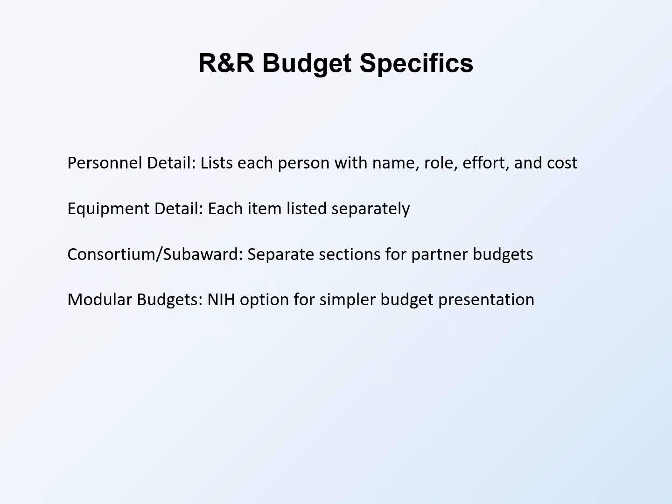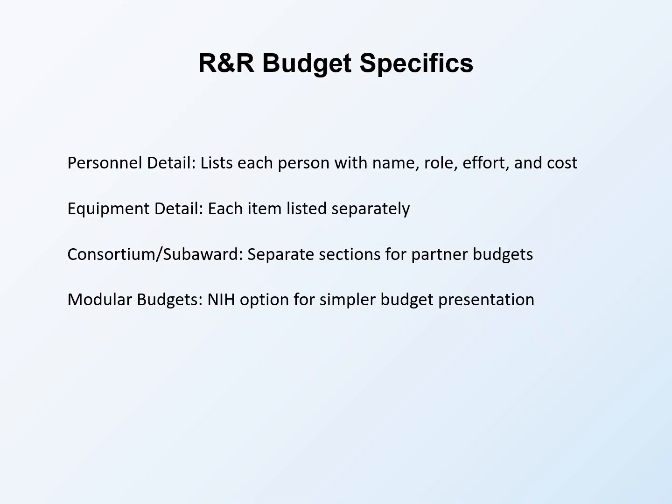The research and related budget forms used for NIH and similar applications have distinct features. Understanding these specifics helps you complete research budgets correctly. Personnel detail on R&R budgets lists each person with name, role, effort level, and cost. Unlike the SF424A, which shows only personnel totals, R&R budgets require individual listing of key personnel. This detail allows reviewers to see exactly who will work on the project and at what level.